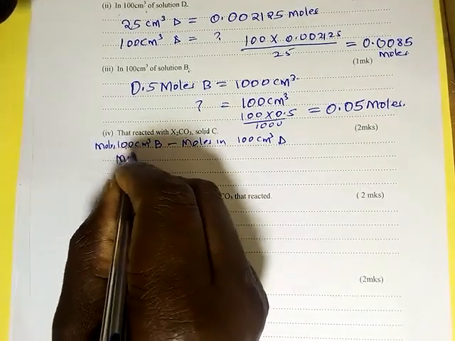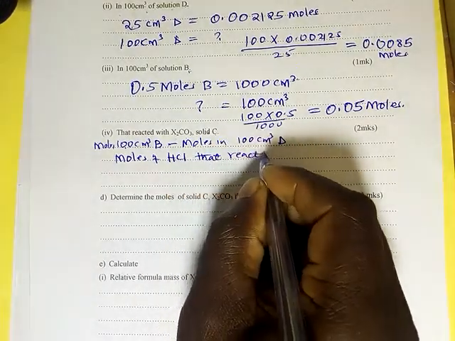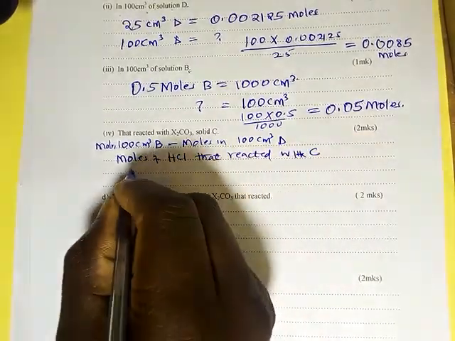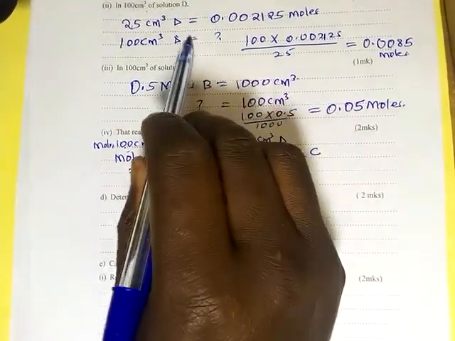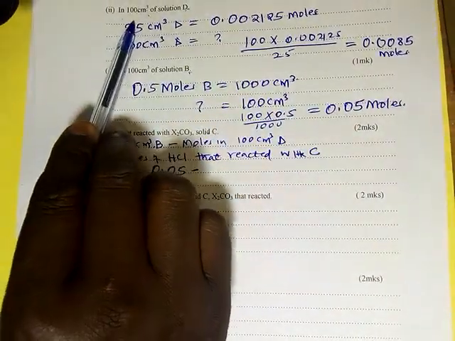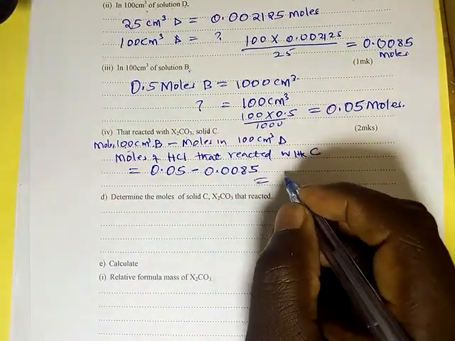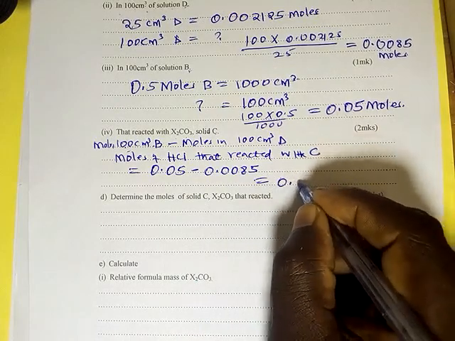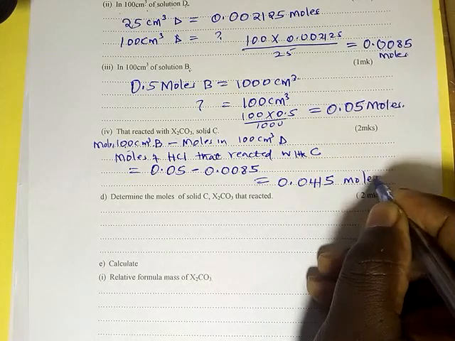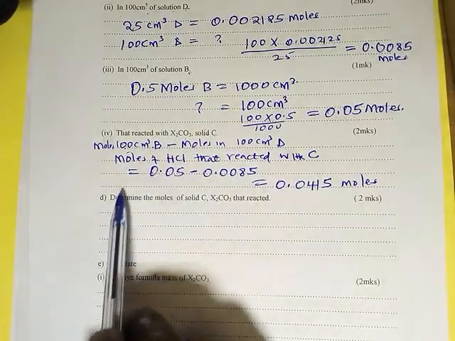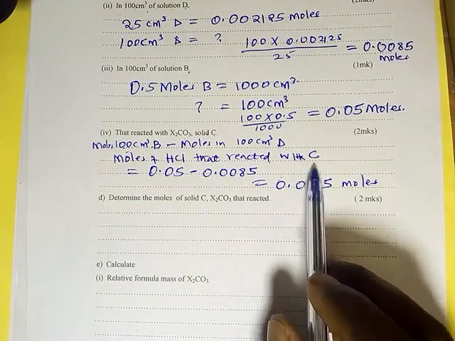So moles of HCl that reacted with C equal to moles in B, which is 0.05, minus moles in D 100, which is 0.0085, and that one will give us 0.0415 moles. Now we have the number of moles of HCl. This is the number of moles of HCl that reacted with C, with the carbonate.